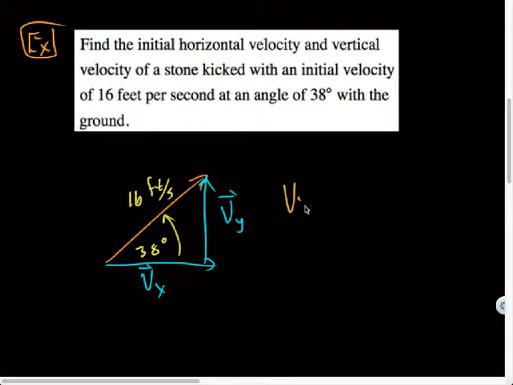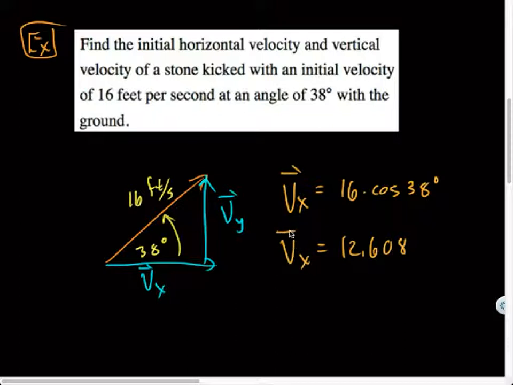So Vx is just going to equal 16 times the cosine of 38 degrees. So that is going to equal, let's see, make sure I'm in degree mode here. 16 times the cosine of 38 is 12.608. And this would also be measured in feet per second.